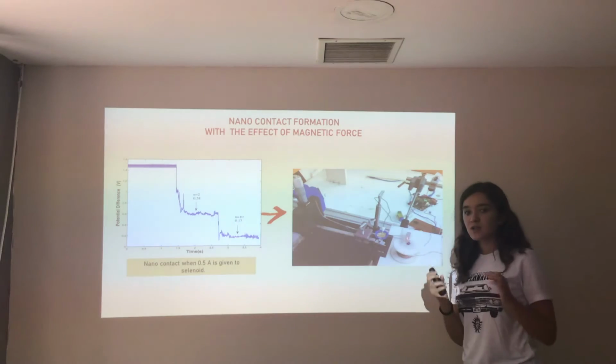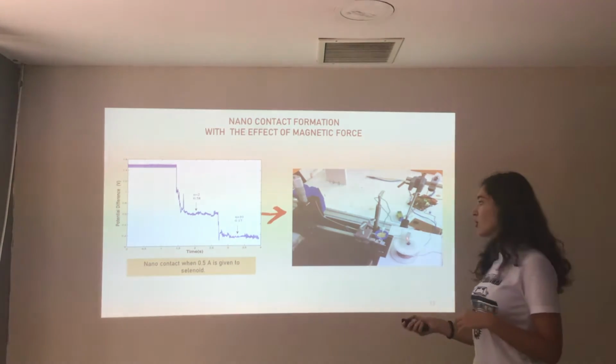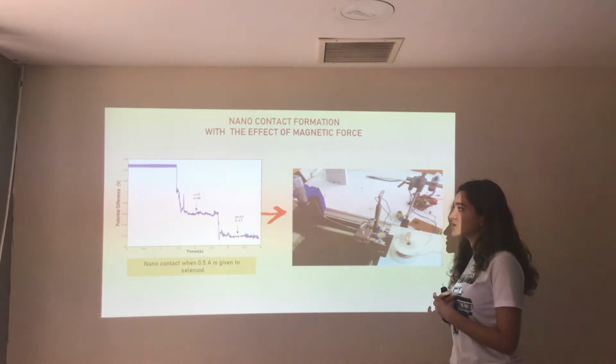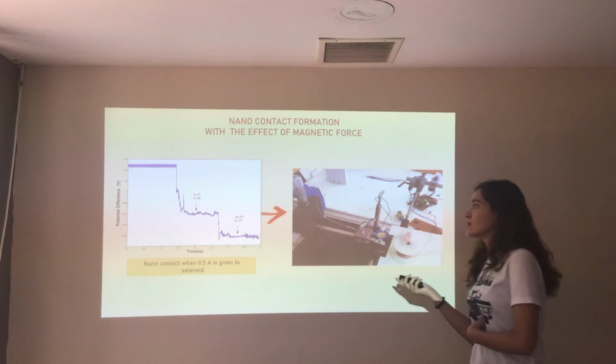And when the nanocontact occurred, I observed two clear steps. These stages are really important for my project.